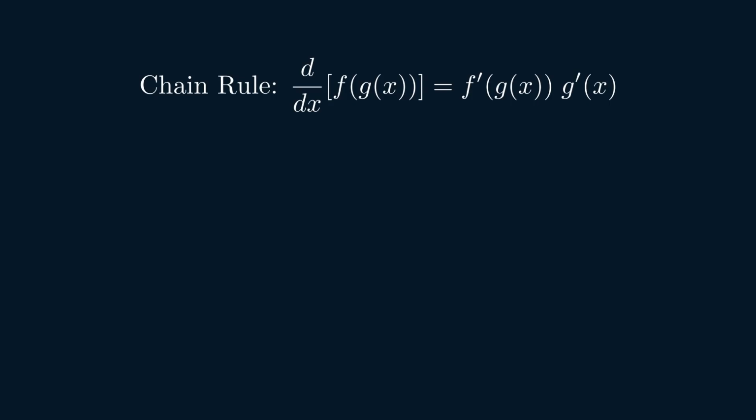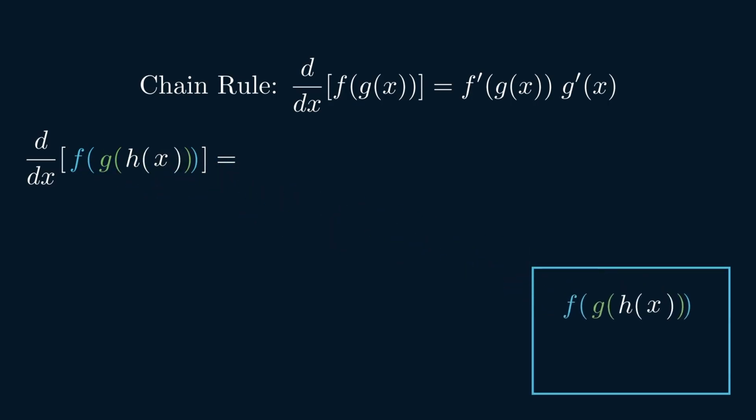This rule can be generalized to the composition of any number of functions. Let's consider the composition of three functions, f, g, and h. First, we take the derivative of the outermost function f, keeping the same input g of h of x. This is the first factor in the chain rule formula. We are done with the derivative of f.